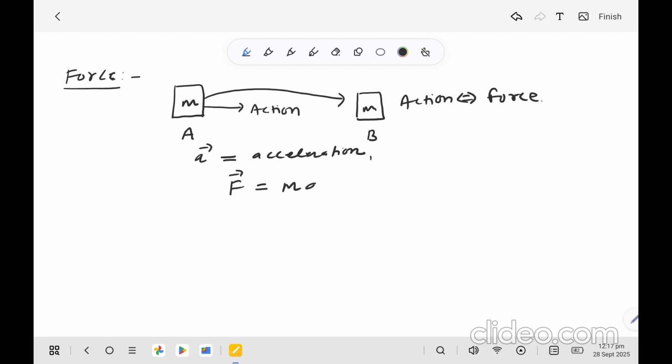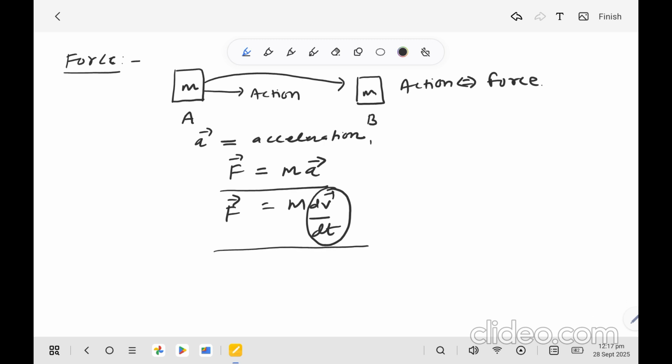F equals m times a, or we can write m dv by dt. So this is the rate of the change of the momentum under the action of this acting force F. So if you know the net acceleration of the body due to any action, then we can estimate how much force is acting on this object by using a simple mathematical formulation.